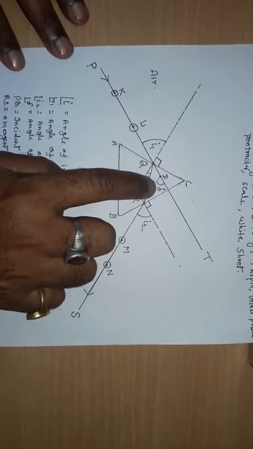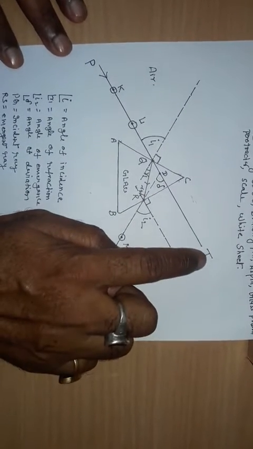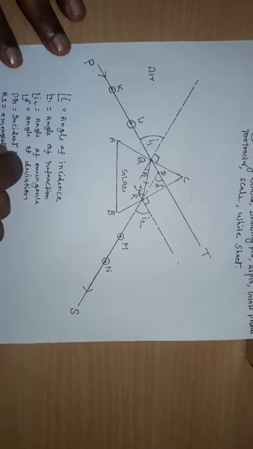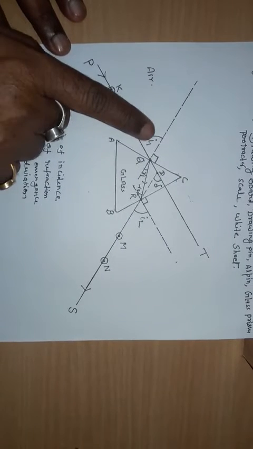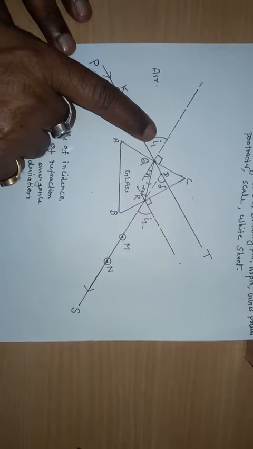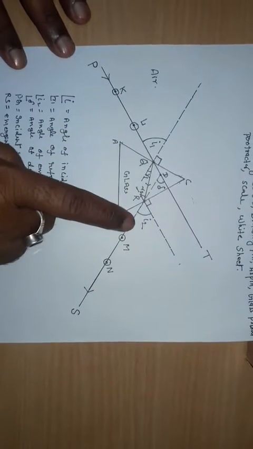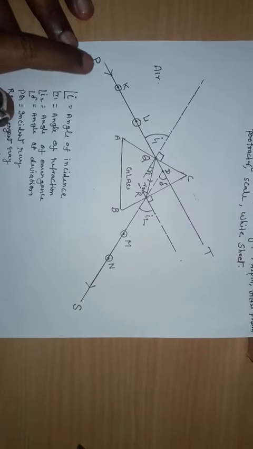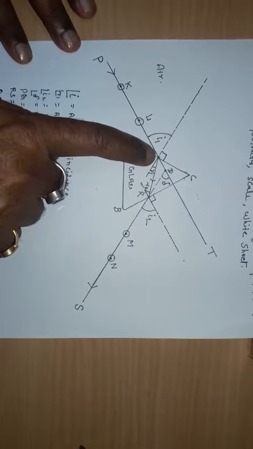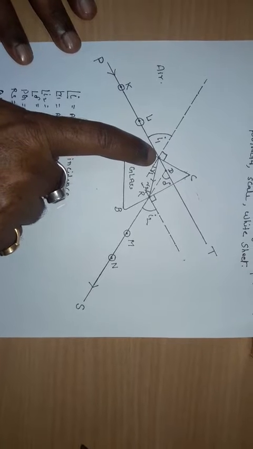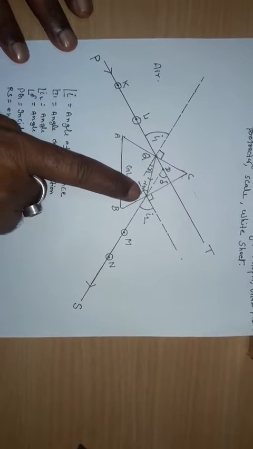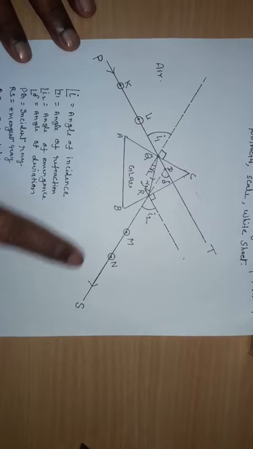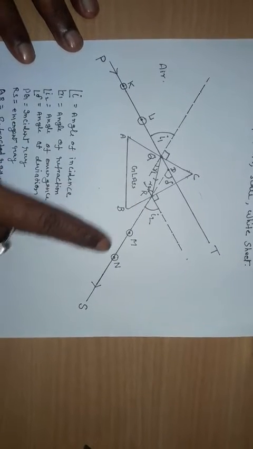This is your angle of deviation. Angle TDR is your angle of deviation, and this angle I is your angle of incidence, and this angle I2 is your angle of emergence, and PQ is your incident ray, and RS is your emergent ray.